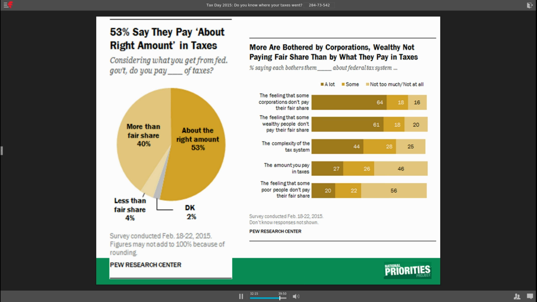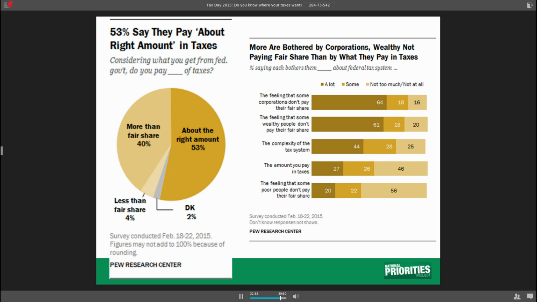And along those lines, here are what some Americans have said recently about how they feel about taxes. Now, I found it somewhat surprising that a little more than half of Americans actually think they pay about the right amount in income taxes. 53% of Americans in a poll from just February said that they pay about the right amount. Of course, 40% said that they pay more than their fair share. And interestingly, 4% said that they pay less than their fair share of income taxes. So it sounds like there are some folks out there who are open to paying more.